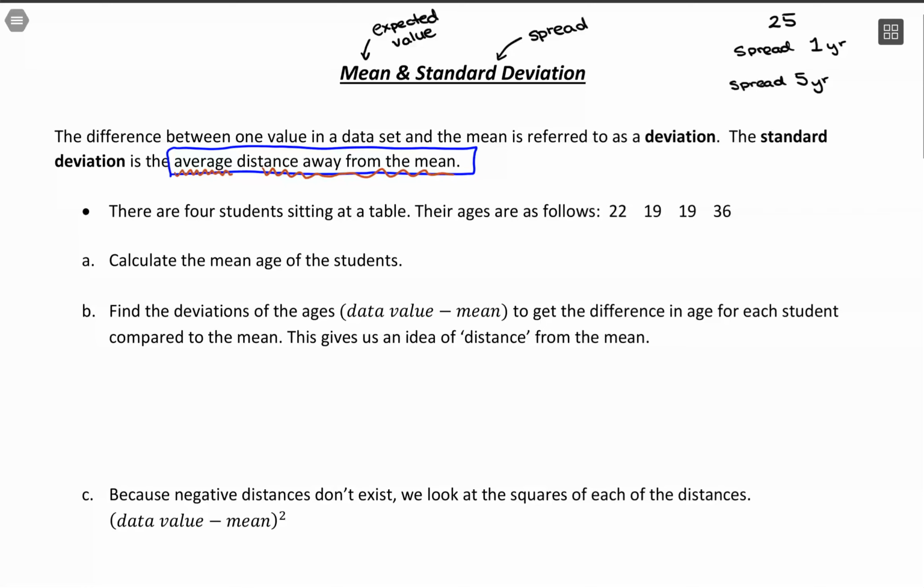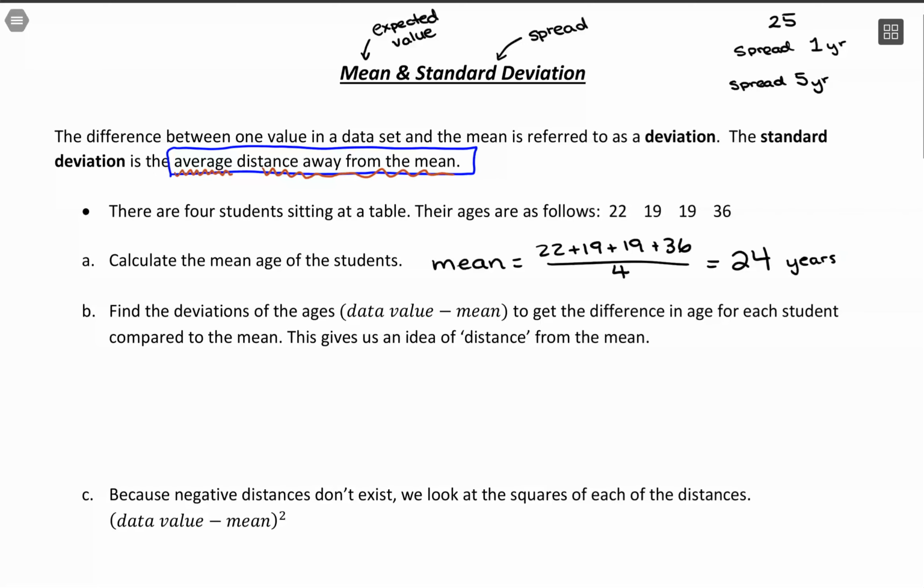So to begin to just think about distance away from the mean, let's look at this example. Let's say we have 4 students sitting at a table and we have their ages 22, 19, 19, and 36. So to get distance away from the mean, the first thing we need to calculate is the mean. So calculating the mean, add them up and divide by how many there are, which there are 4 students there. So that'll be an average of 24 years.